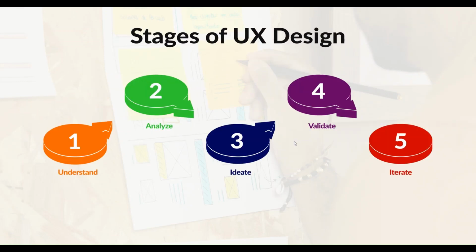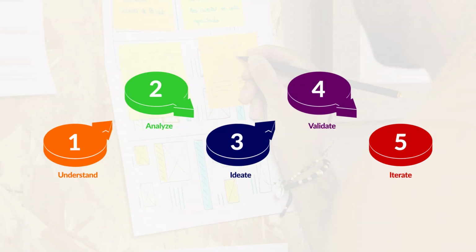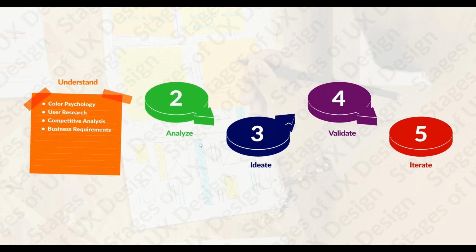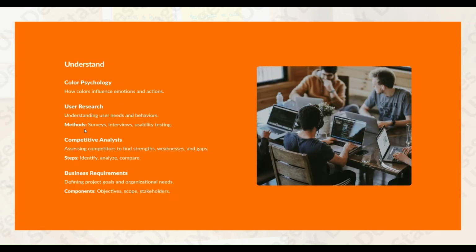There are 5 key stages of UX design process, and they are understand, analyze, ideate, validate, and iterate. Let's walk through each of these stages so we can apply these principles to our projects effectively. Step 1 is understand. Imagine your boss has assigned you to a new client project.